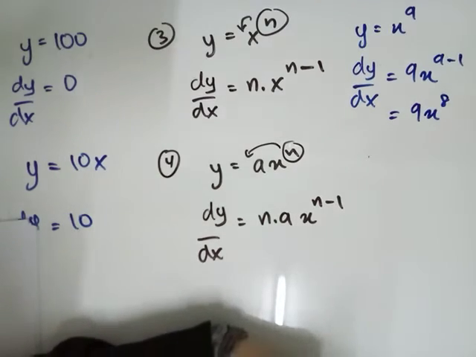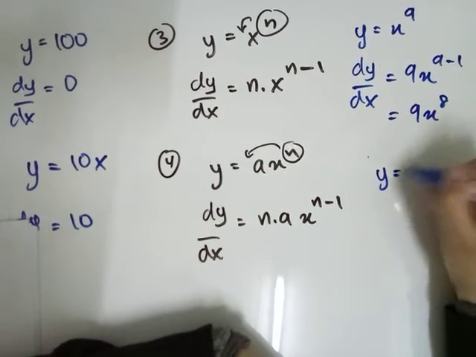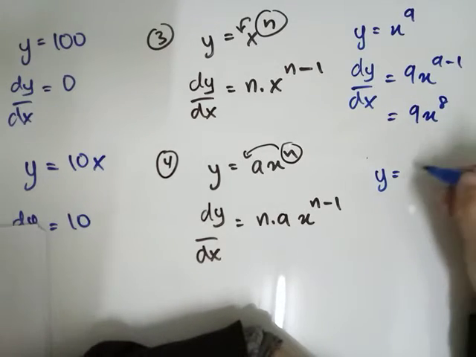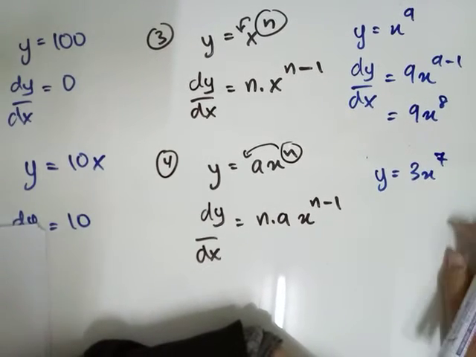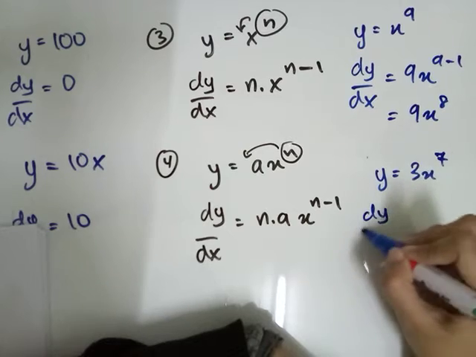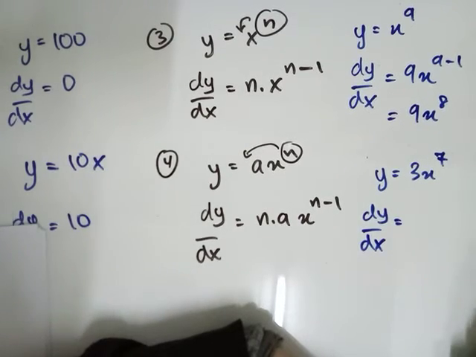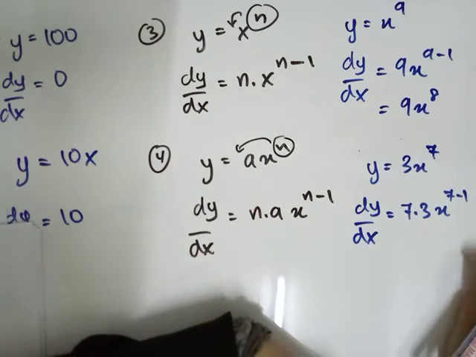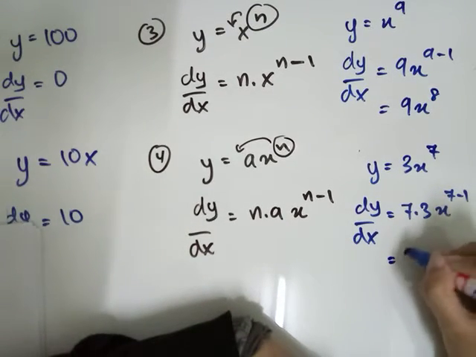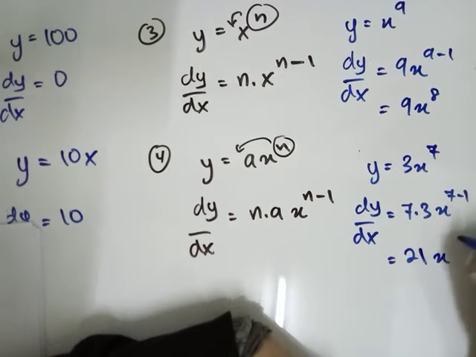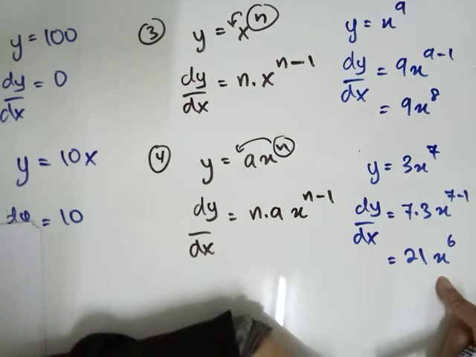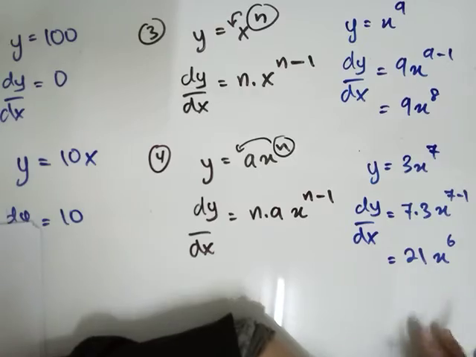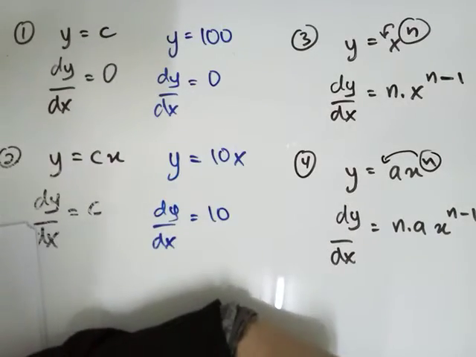For example, when y equals 3x power 7, so differentiate y with respect to x. So 7 awak bring in front, so 7 times 3, and then x power 7 minus 1. So 7 times 3 you get 21, x, 7 minus 1 you get 6. So this is the answer. Alright, boleh faham nah konsep basic differentiation ni?